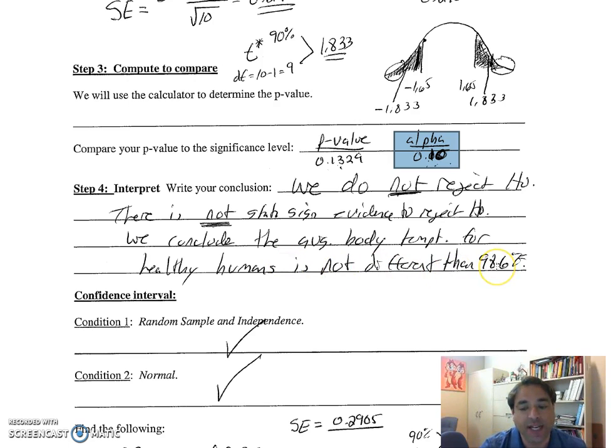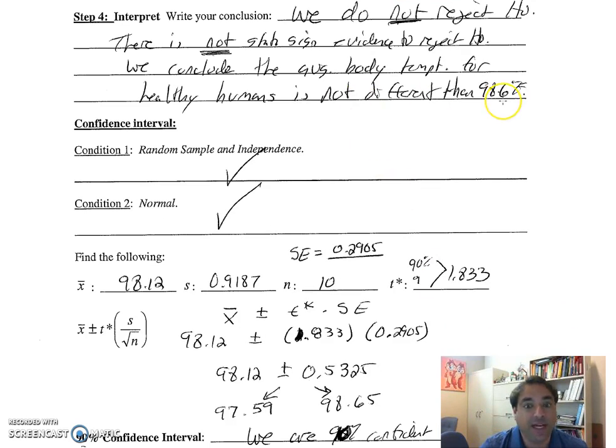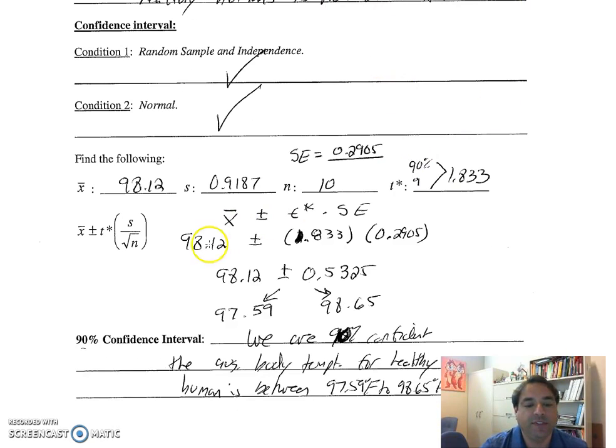So the claim was 98.6. We were saying it's not equal to 98.6. We're saying it's not different than 98.6 based on our evidence. Now, we're going to do our confidence interval, but remember, it's not different than 98.6. So for our confidence interval, it's x bar, 98.12, plus or minus t star, 1.833, times our SE, 0.2905, gives us 97.59 and 98.65. Notice the claim was 98.6, which is in the interval. That's why we could not reject it.